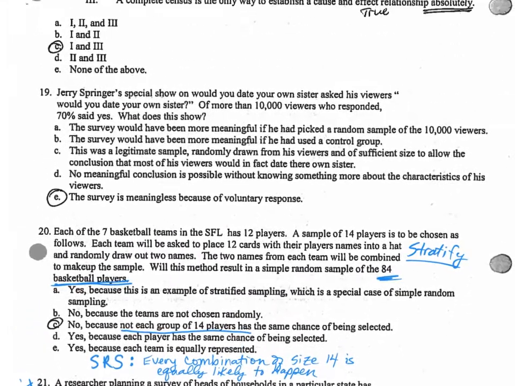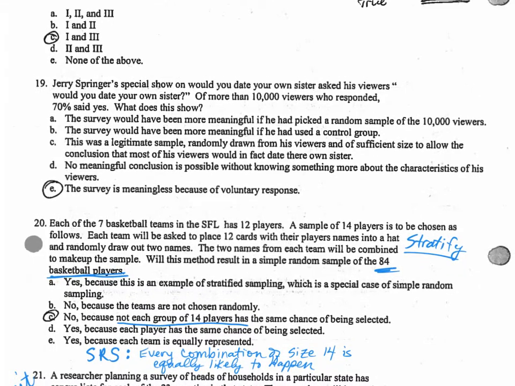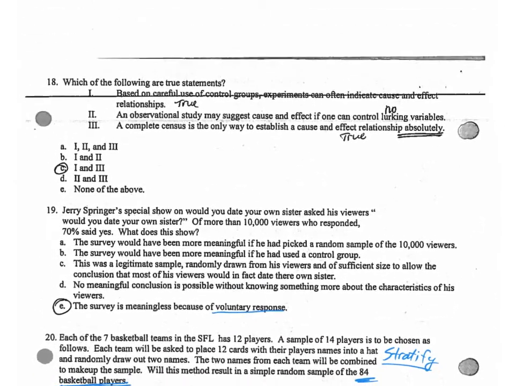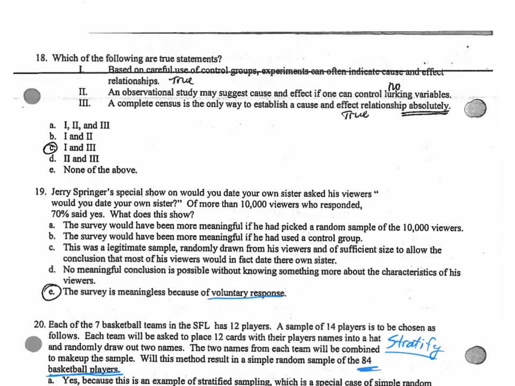Okay, moving on. 19, I don't really like this problem, so we're going to skip it. It is supposed to be, remember that if you have voluntary response, you call in, you are very driven by that question, you're affected by it, so you take action and you place yourself into the sample. So E, it's not a good one, but the answer is E. All right, number 18.